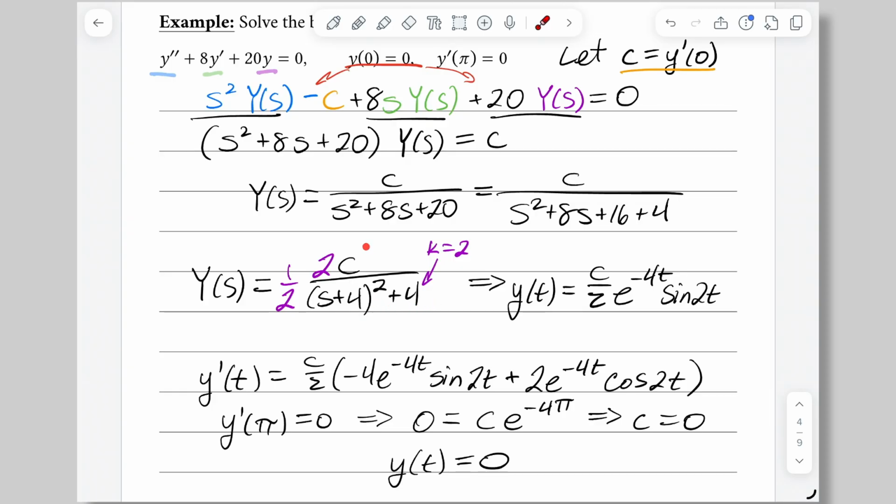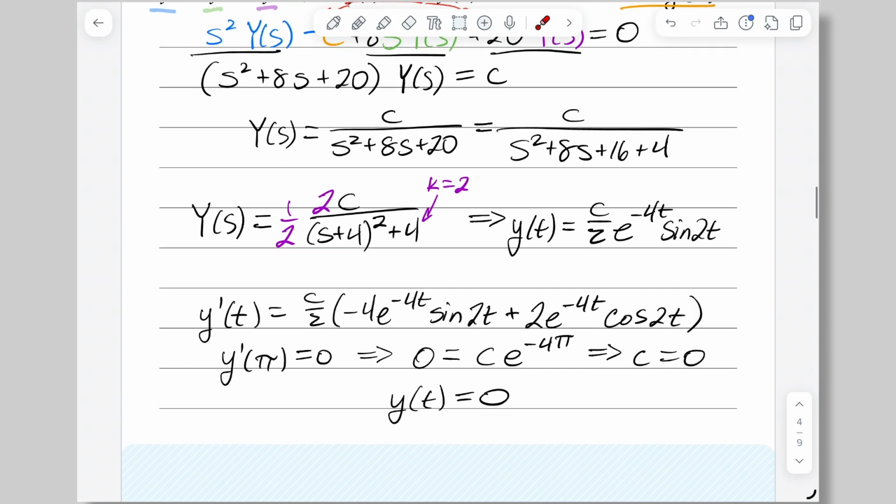We have a constant numerator and a sum of two squares in the denominator. That's going to give us a sine inverse transform. We notice that k is equal to 2. So I'm going to multiply and divide by 2, and then apply the inverse transform. We have y of t is equal to c over 2 times e to the negative 4t from the shift that we have in the (s plus 4) quantity squared in the denominator, times the sine of 2t. Ordinarily, I would change the constant c over 2, but we're about to replace it or solve for it, so I'm not going to bother.